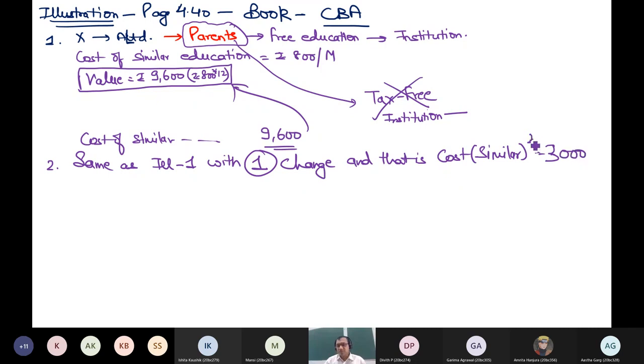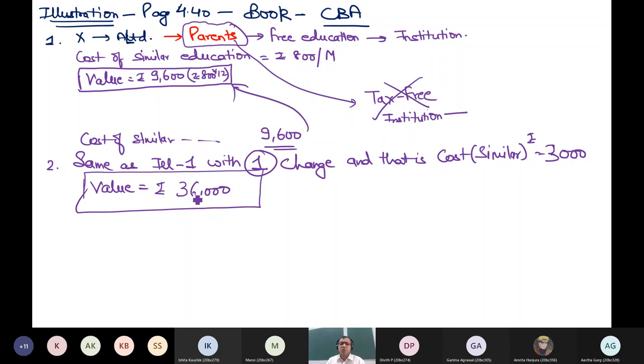Can you tell me the answer now? Everything is same: parents, free education, institution. But in a similar institution, the cost is 3,000. So can you tell me what is the value taxable in my hands? 36,000. Why? Same thing. Is it tax-free? The answer is no, because it is not provided to children. Then, is it in an institution or at any other place? In an institution, then the answer is the similar institution cost times 12, of course, 36,000.